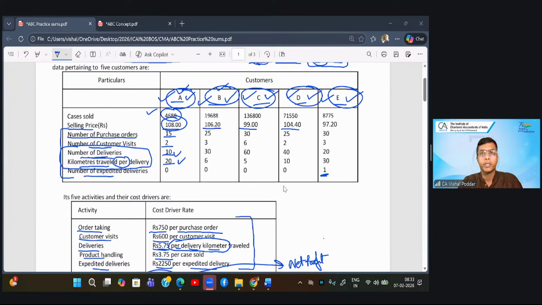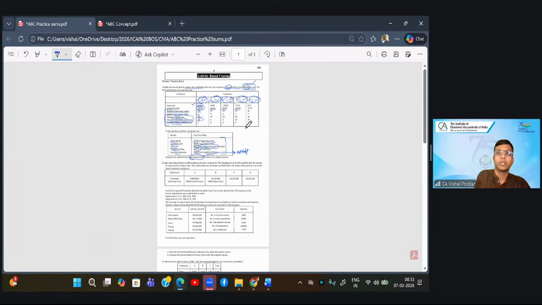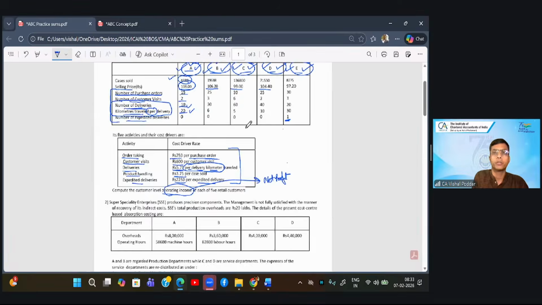Those who have completed this may go to second question. Those who have not yet got it, please solve this. There is no haste.